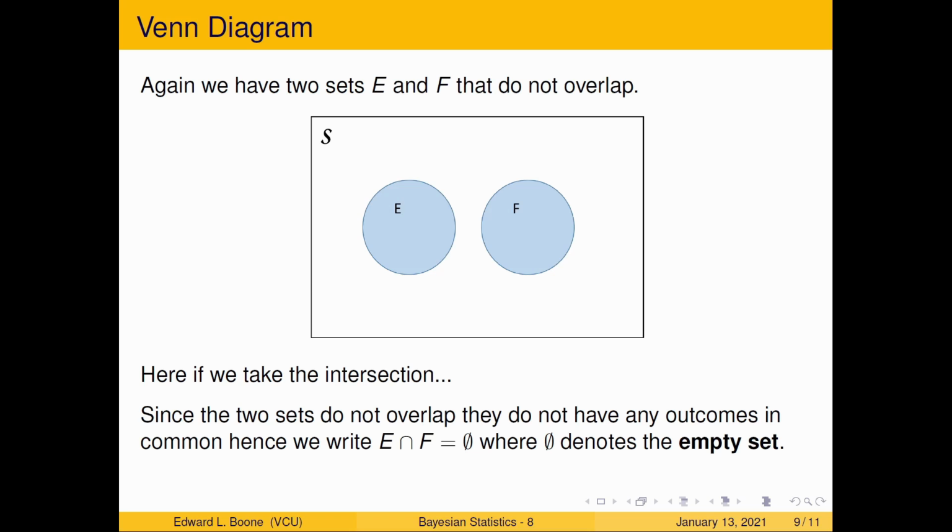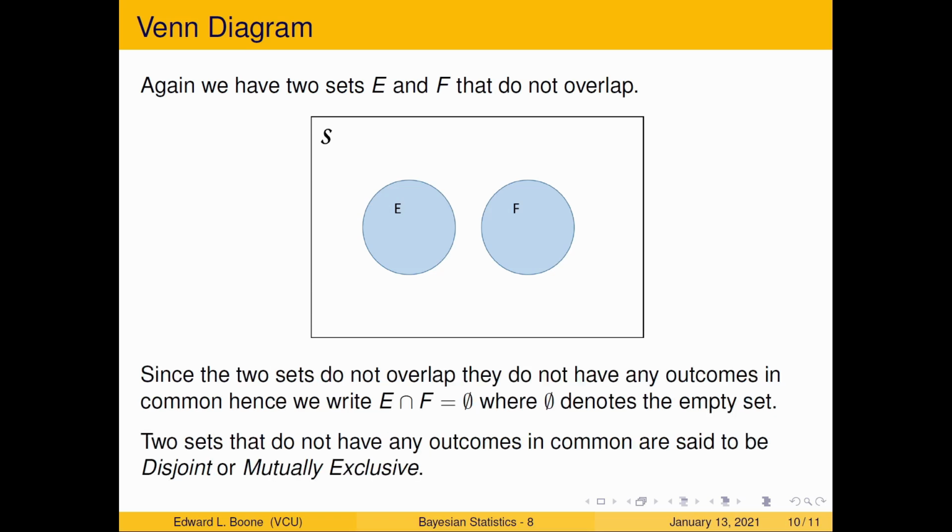If I have two sets or events that don't overlap, well, what do I write down? It's just like if I don't have any sheep. What do I write down? I write a 0 down. Here's the same idea. I don't have it, so I'm going to write this symbol. All right. Two sets or events that don't have any outcomes in common are said to be disjoint or mutually exclusive. You'll see people use the words interchangeably.